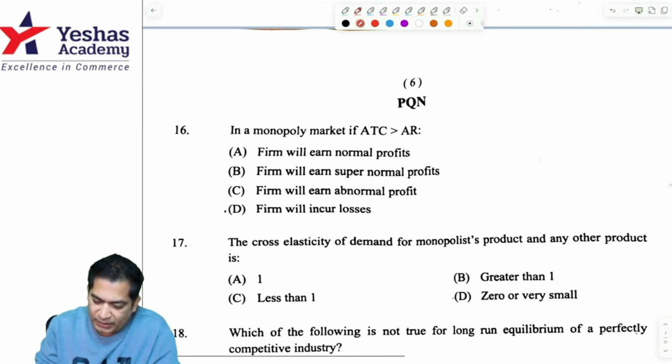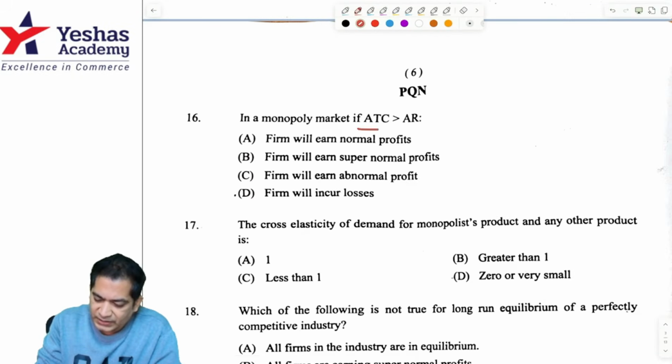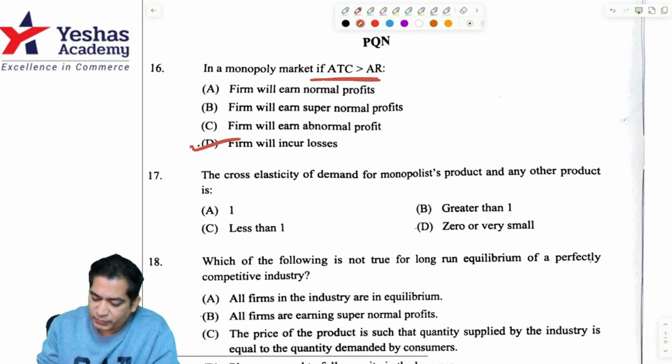In a monopoly, if AR is more than ATC, supernormal profit; AR equals ATC, normal profit. I told you that ATC and AR questions are always asked in the examination. And when AR is less than ATC, you will have losses. Cross elasticity of demand for a monopolist, I'm talking about monopoly here. Any other product, of course, cross elasticity, no substitute is available. So it will be 0 or very small. D will be the answer.